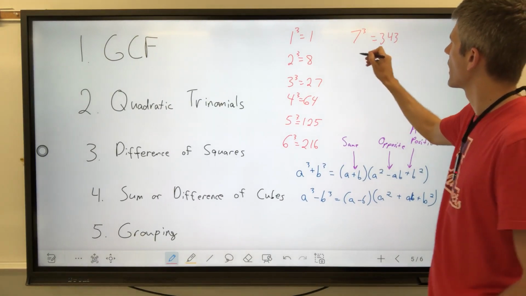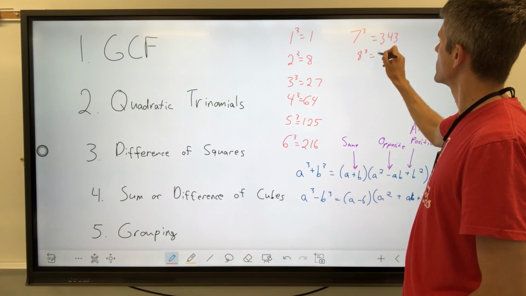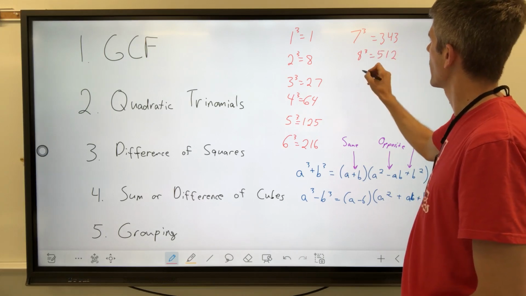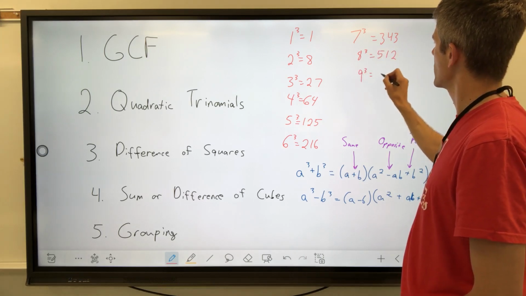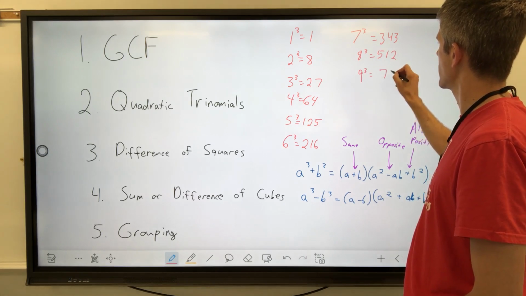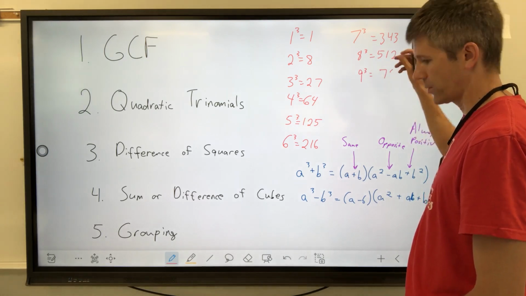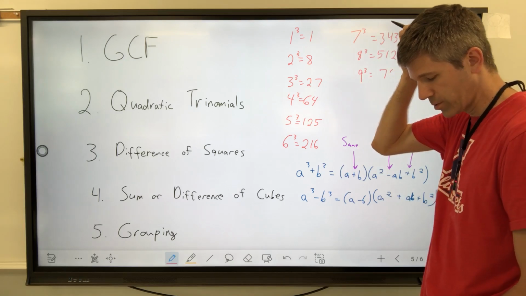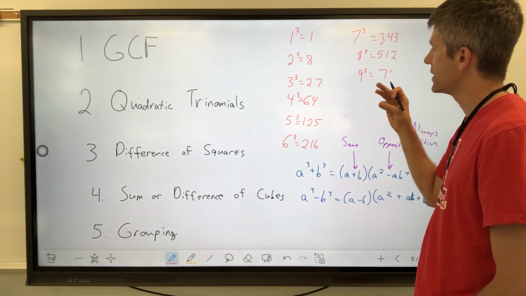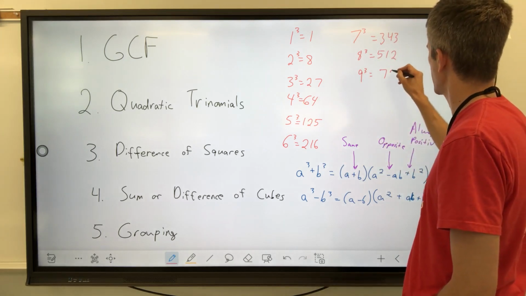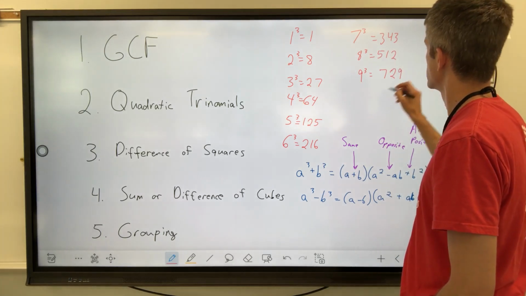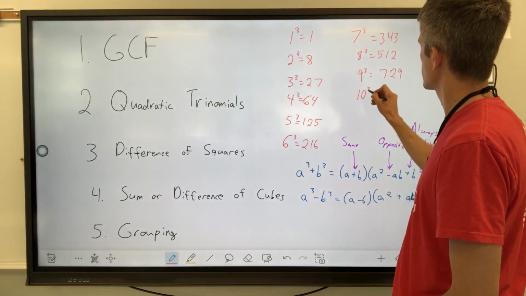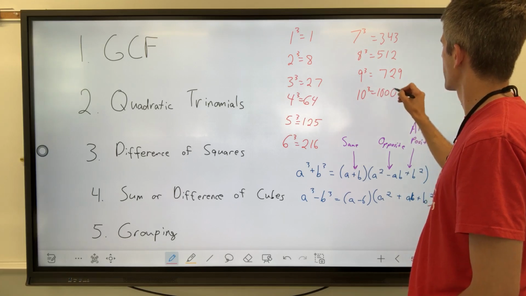343. 8 cubed is 512. 9 cubed is 700 and... No. My mind just went blank. Oh no! 9 times 9 is 81. Yeah, 729. Yeah, that's right. Yeah. 10 cubed, you better know this one, it's 1,000.